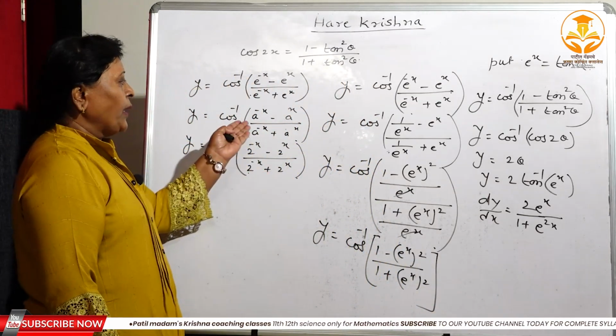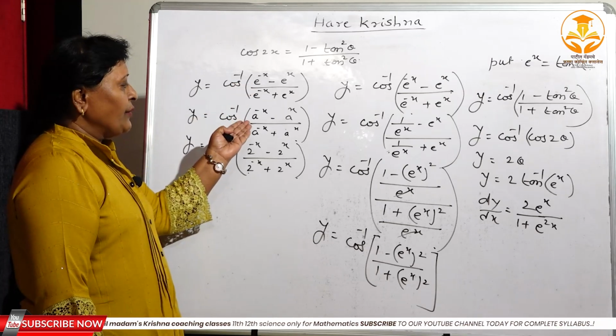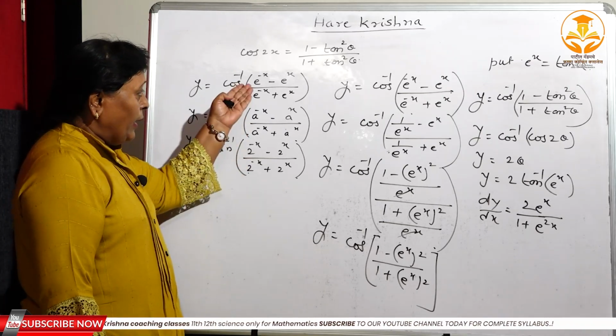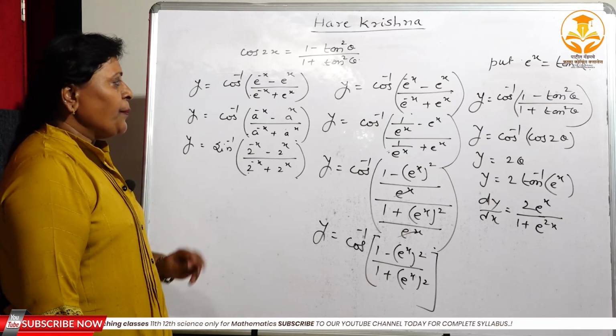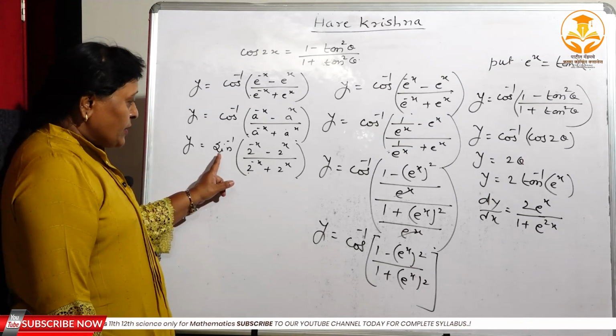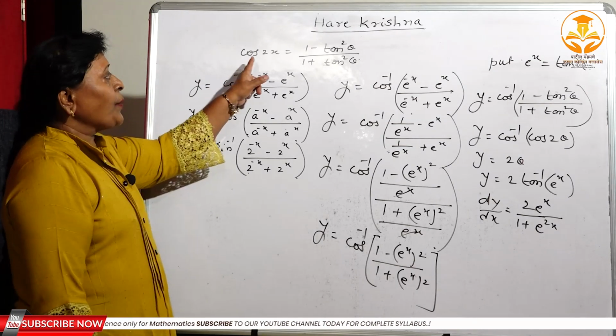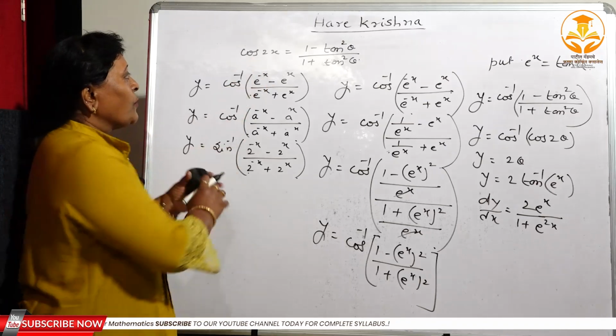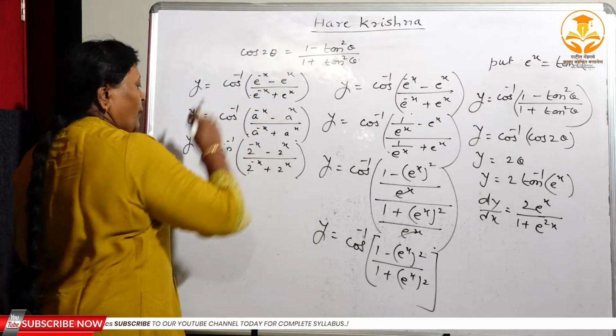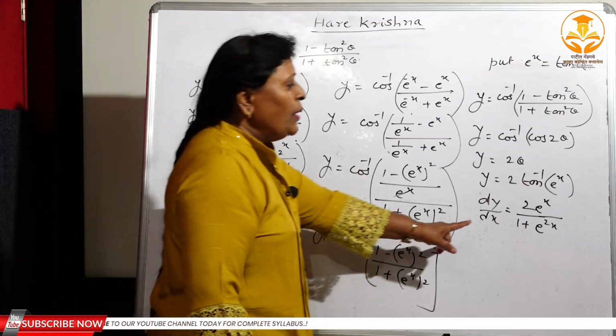The same here, only in place of e I have given a, and in place of e I have given 2. The same procedure you have to follow. Since there is a sin inverse and the formula is of cos 2x, cos 2 theta, sorry, here you will get only the minus sign.